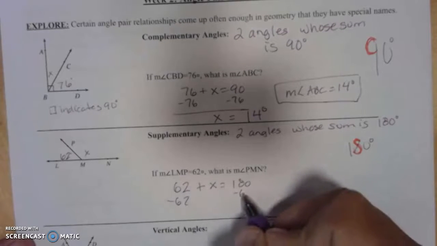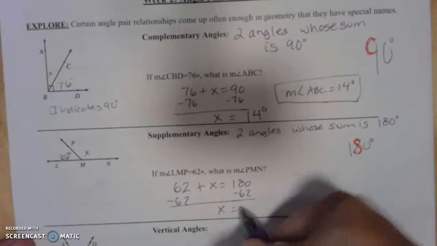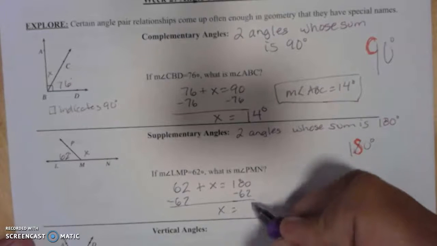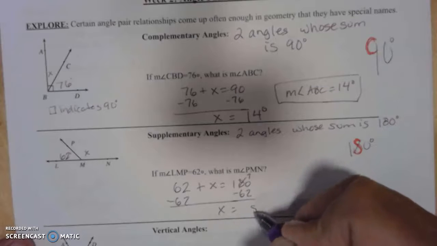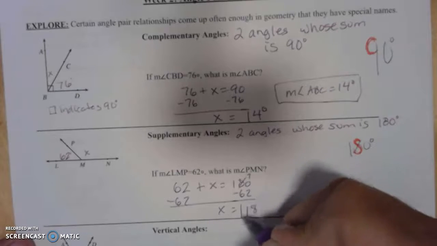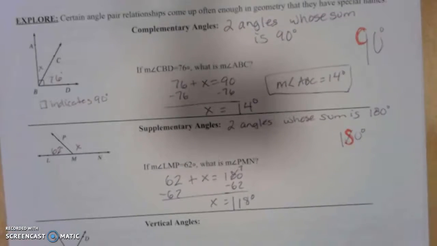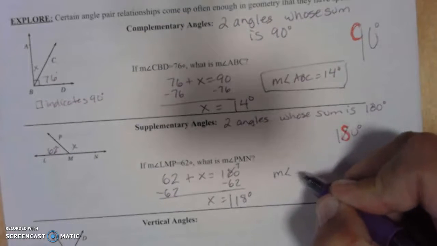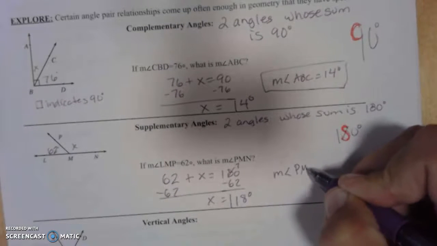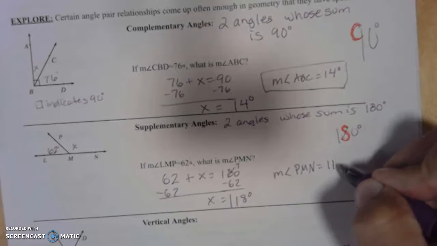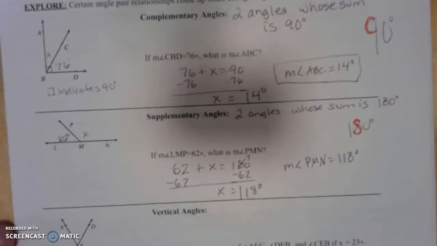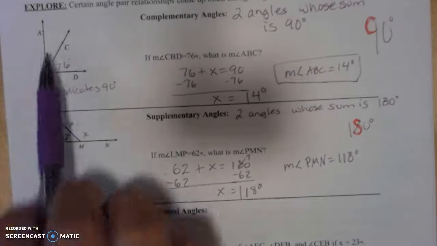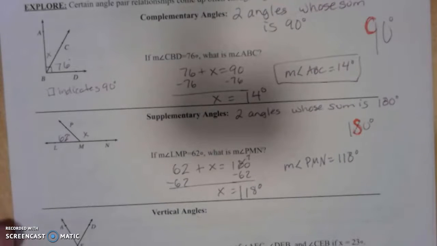Subtract 62 from both sides. We're going to find out that X is, let's see, I'm going to have to subtract. I'm going to get 8, 7 minus 6 is 1, 118 degrees. So we know that the measure of angle PMN equals 118 degrees. Now something that's interesting about supplementary angles and complementary angles, they don't necessarily have to touch.